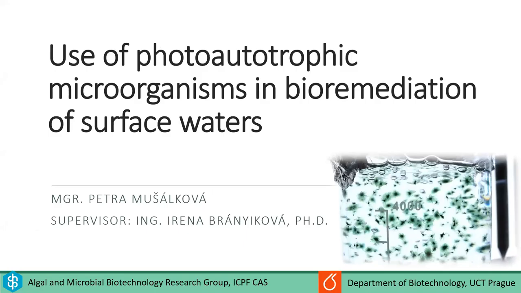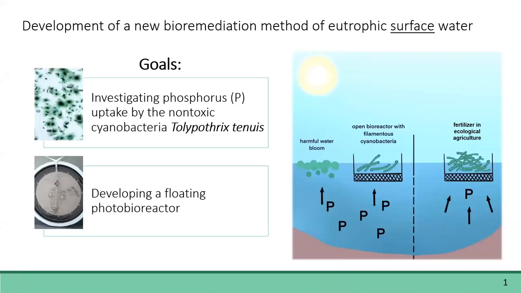So, good morning. My name is Petra Mušálková, and I would like to present to you my research, which investigates the use of photoautotrophic microorganisms in bioremediation of surface waters. We've been developing a new method of bioremediation of eutrophic surface water, which includes the targeted cultivation of harmless algae or cyanobacteria in the innovative floating photobioreactor.